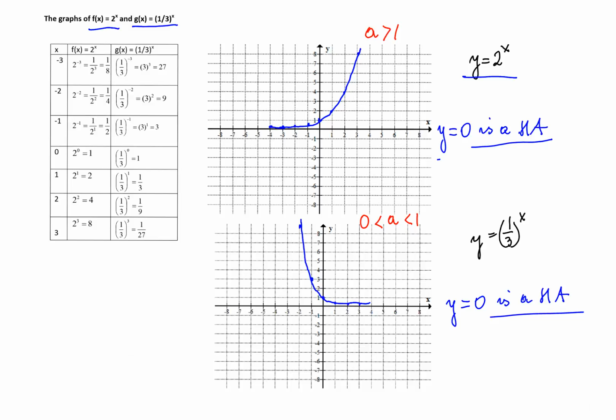The shape of the graph is going to be like 2^x when a is greater than 1. And when a is between 0 and 1, the graph is going to be decreasing, behaving like the graph of the function (1/3)^x.